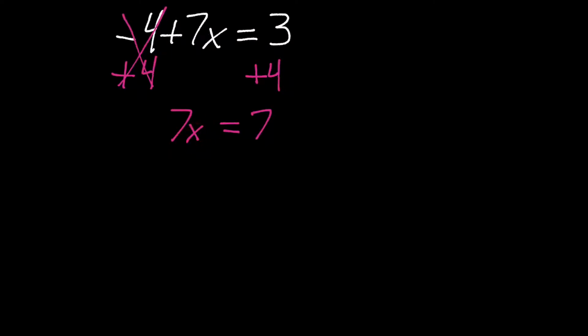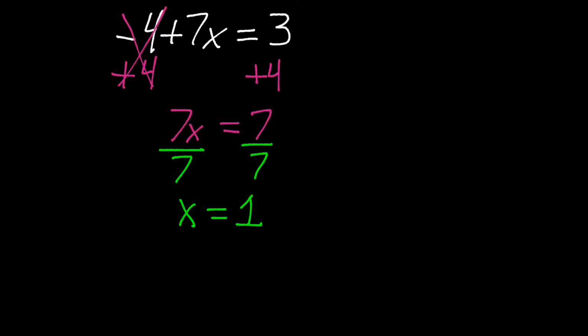And this should look very similar to an example that we did when we were talking about solving equations with multiplication or division. I am multiplying 7 times x. So if I want to get x by itself, I have to do the inverse operation, which is division. So I'm going to divide both sides by 7. Now, 7 divided by 7 is 1, so I have 1x on the left side, and on the right side, 7 divided by 7 is 1. So we end up with x equaling 1.